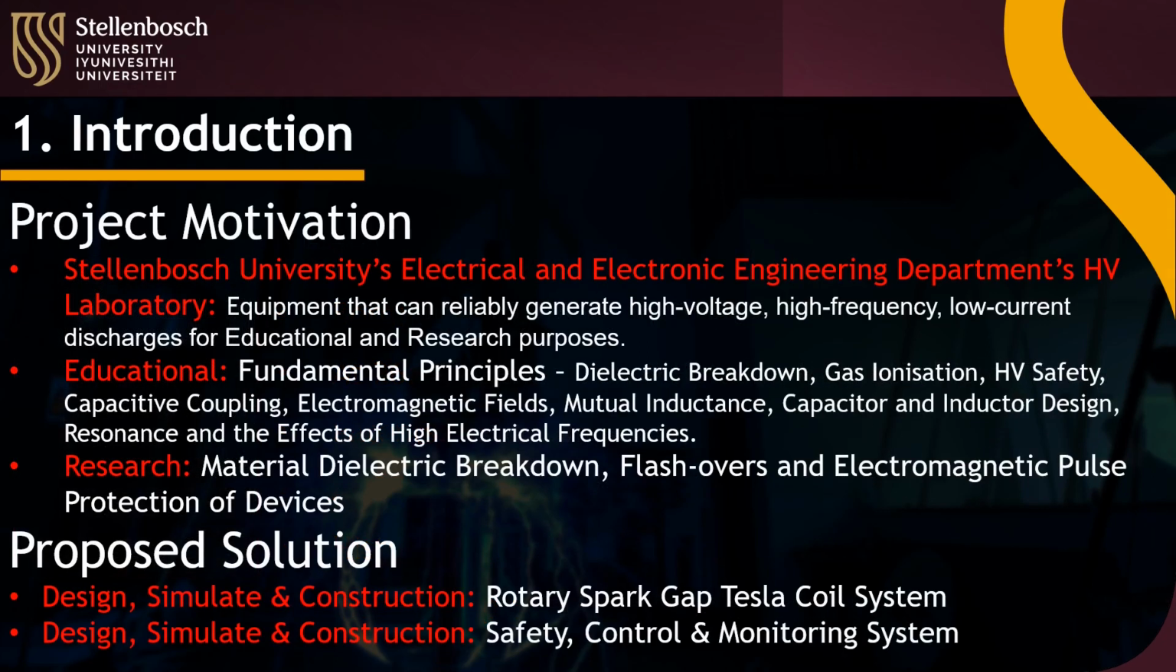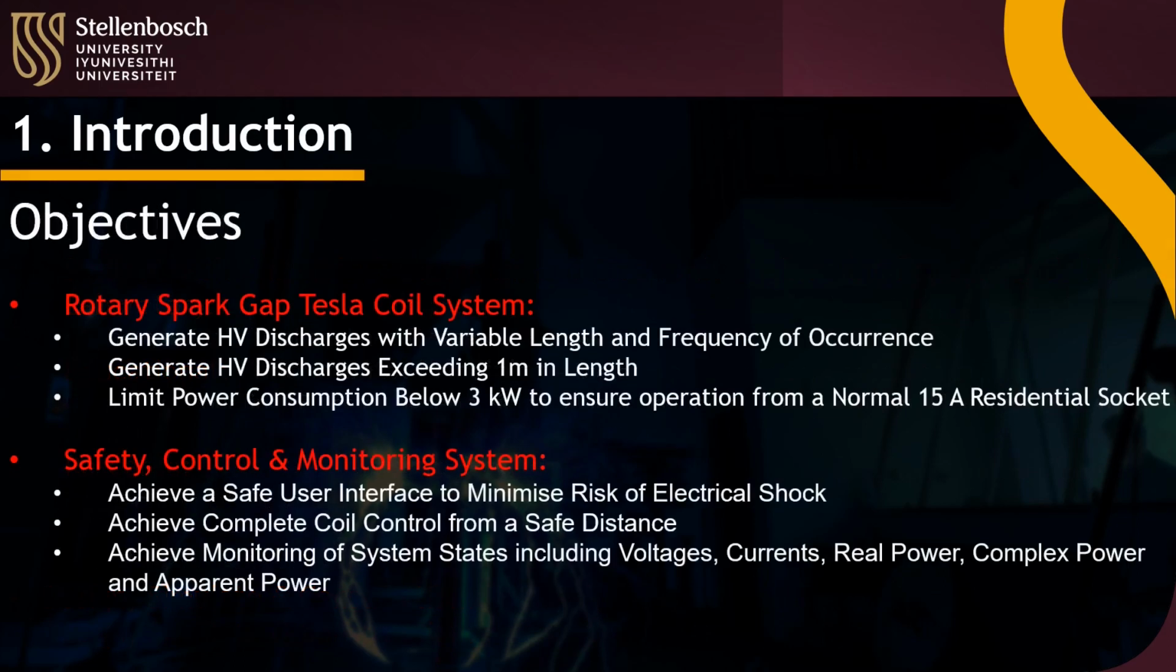Motivation existed to design, simulate, and construct a piece of equipment for Stellenbosch University's Electrical and Electronic Engineering Department's high voltage laboratory that could reliably generate high voltage, high frequency, low current discharges for the following educational and research purposes. The solution proposed was to develop, simulate, and construct a rotary spark gap Tesla coil in conjunction with safety control and monitoring. The objectives for the rotary spark gap Tesla coil system are listed below, including the objectives for the discharges and power consumption.